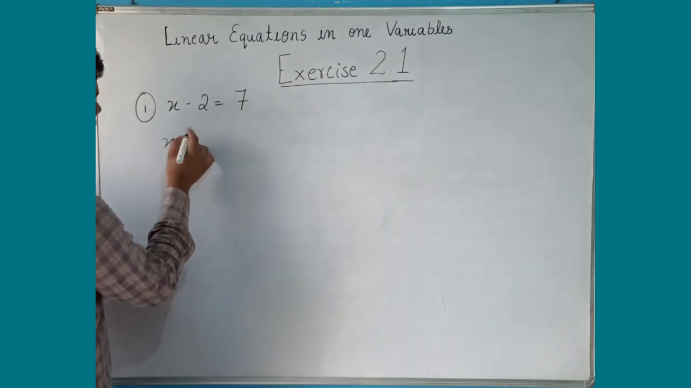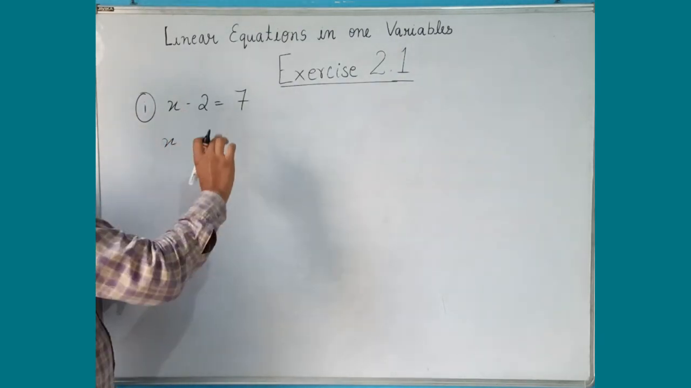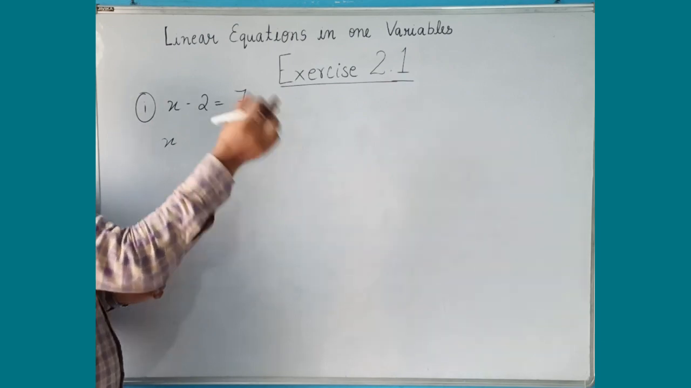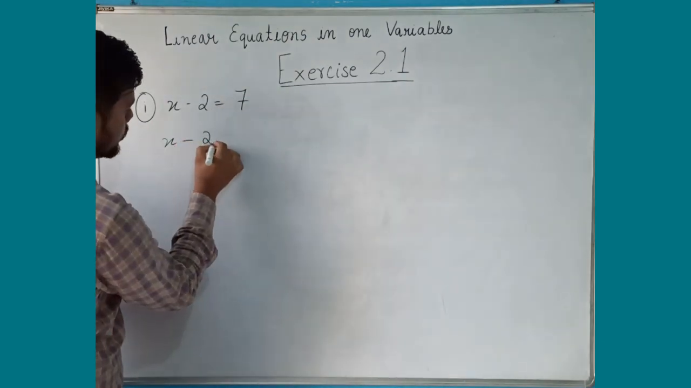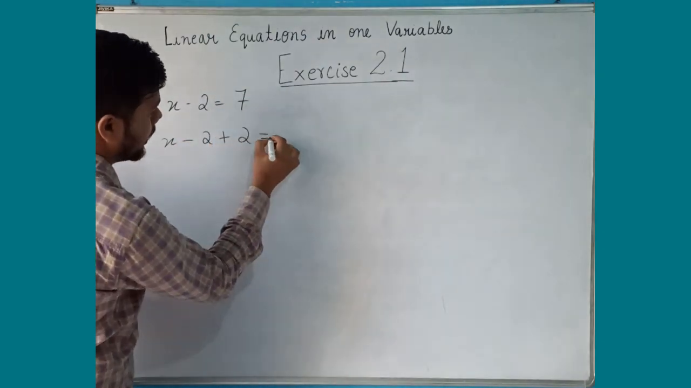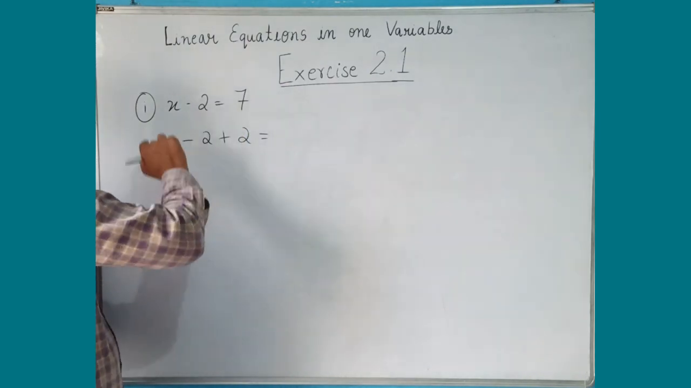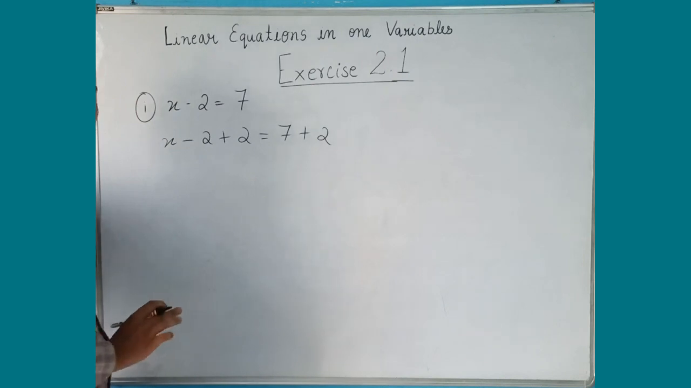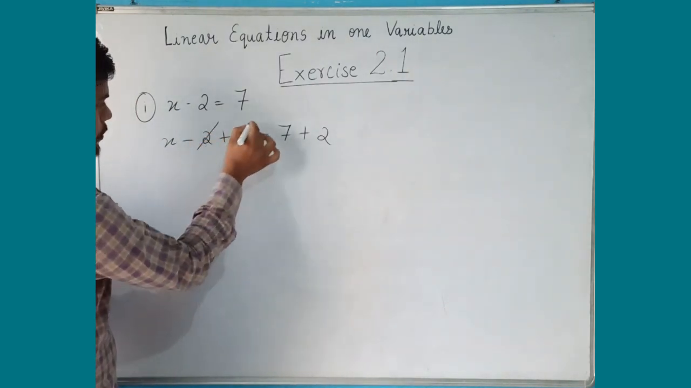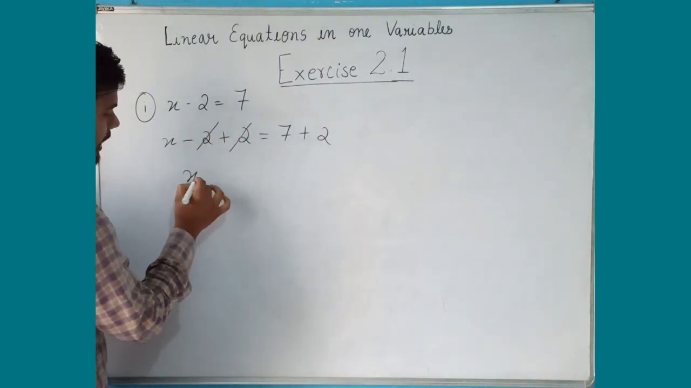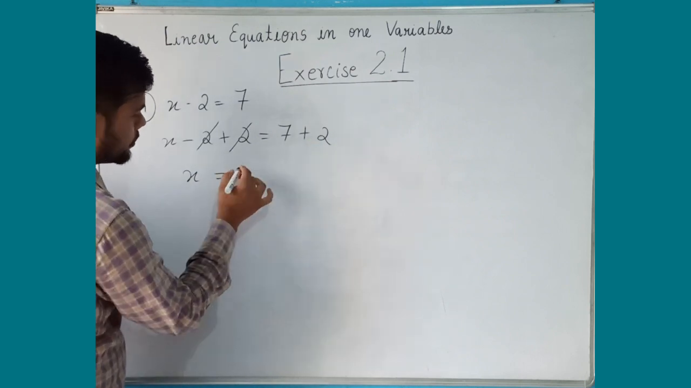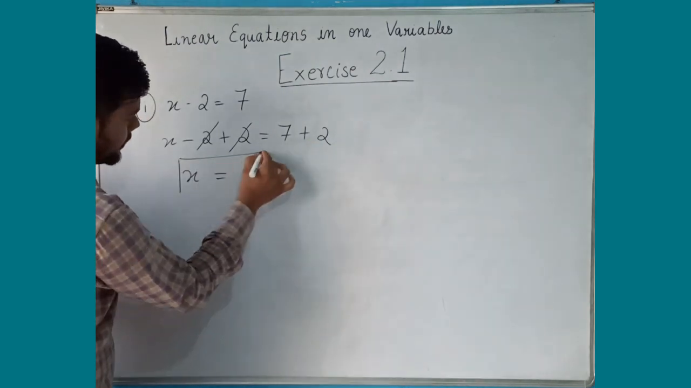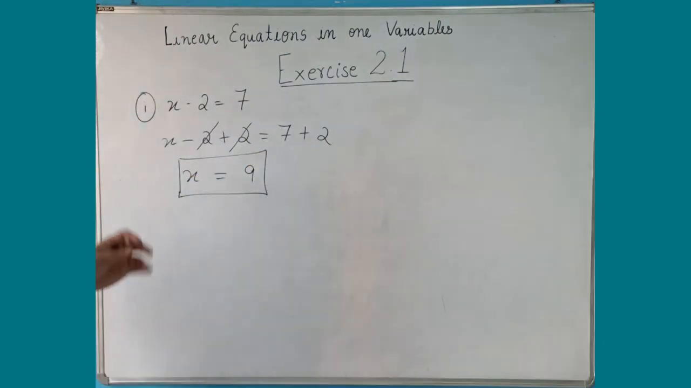So because there is minus 2 here, to nullify this value minus 2, I will have to add 2 to this. So I will add plus 2 here, and I told you that whatever you do on LHS, you will have to do that on RHS as well. So we will also add 2 on the other side. So this minus 2 and plus 2 will get cancelled, and I will be left with only x. So 7 plus 2 is equal to 9, and this will be the solution of number 1.